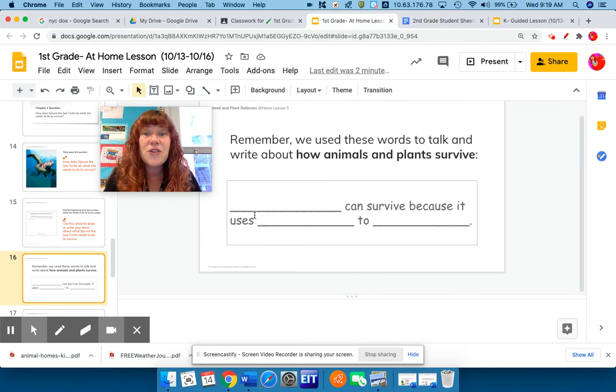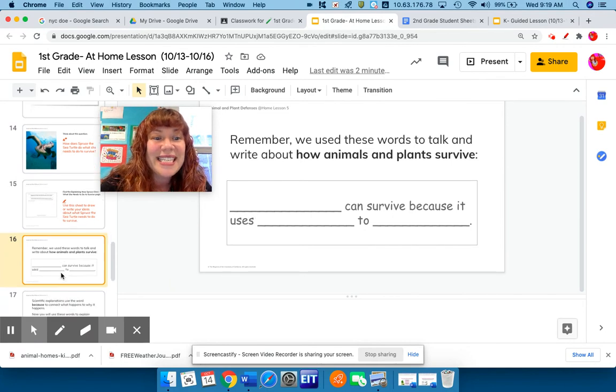A sea turtle can survive because it uses its mouth and nose to breathe in air. And we didn't actually necessarily see the sea turtle getting that water, but we're assuming that the sea turtle can survive because it uses its structures of a mouth to get water.